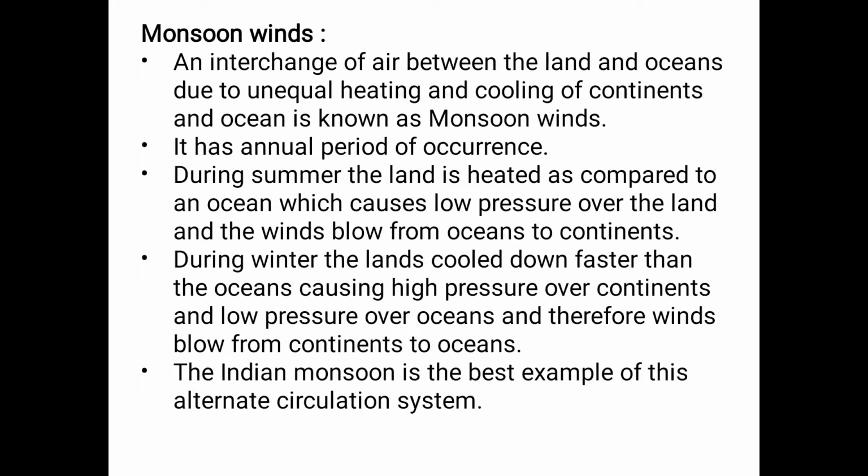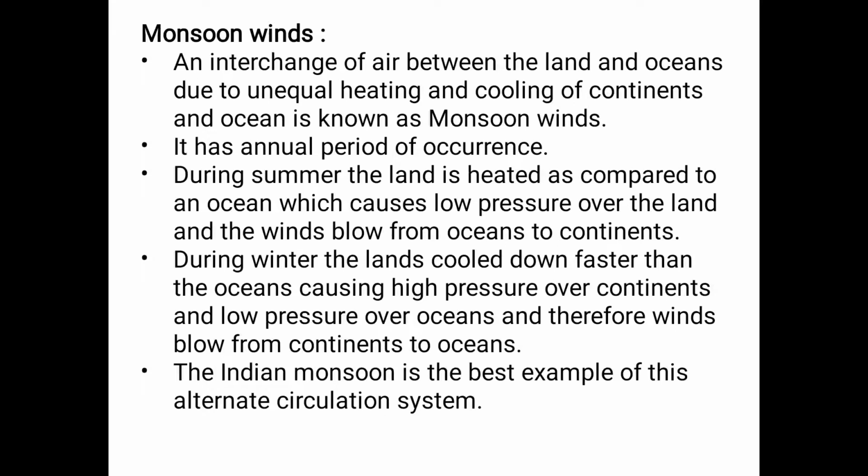Let us discuss this monsoon wind, in which an interchange of air between the land and oceans takes place due to the unequal heating and cooling of the continent and the ocean. It has an annual period of occurrence. During summer the land is heated more than the ocean, which causes low pressure over the land, and the winds blow from the ocean to the continent.